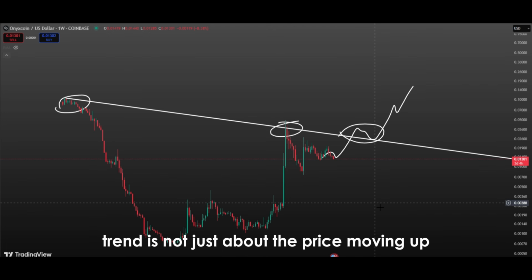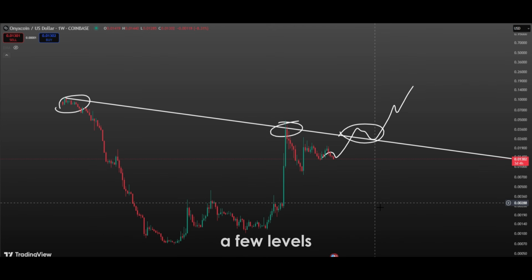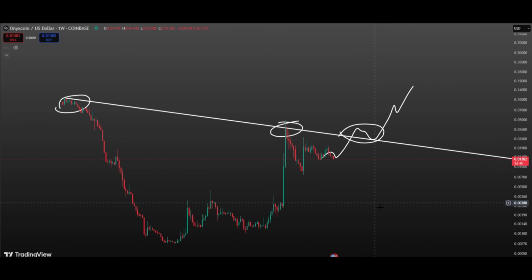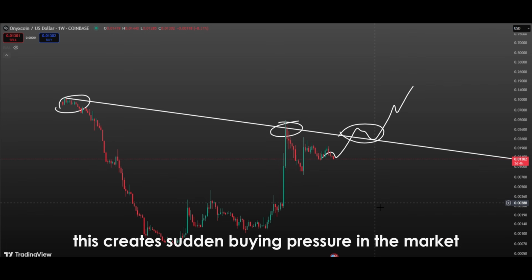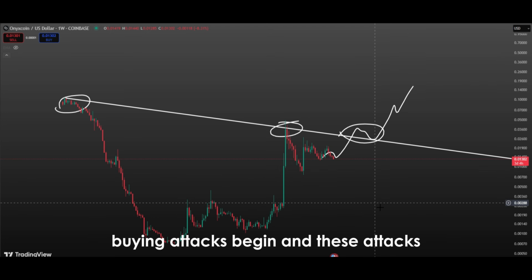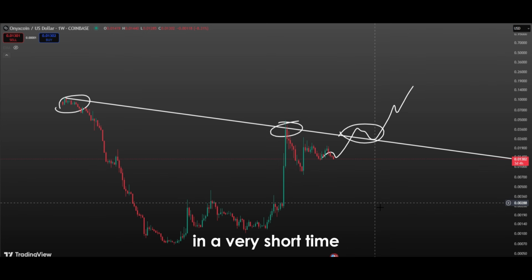Breaking a downtrend is not just about the price moving up a few levels. Behind this event is a strong psychological change. Investors who believe the trend will continue close or reverse their positions when the trend line is broken. This creates sudden buying pressure in the market, which causes the price to rise quickly. Buying attacks begin, and these attacks can sometimes lead to sharp increases in a very short time.